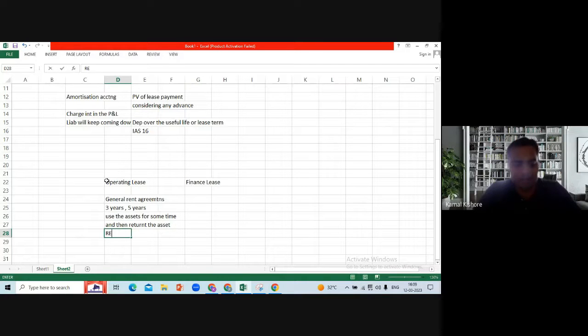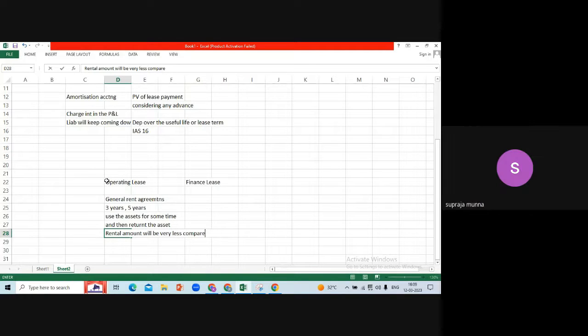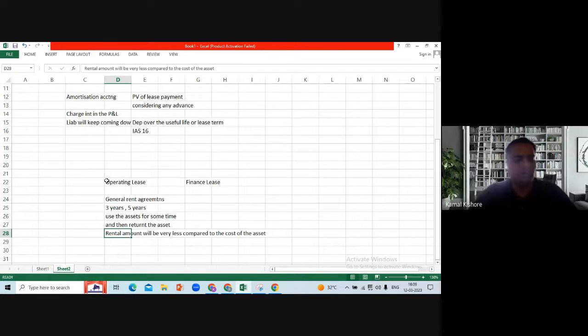The rental amount will be very less compared to the cost of the asset. So this is a generic rent agreement.